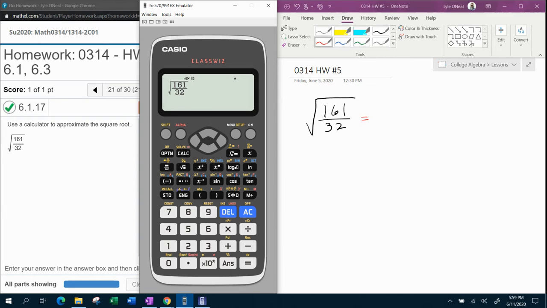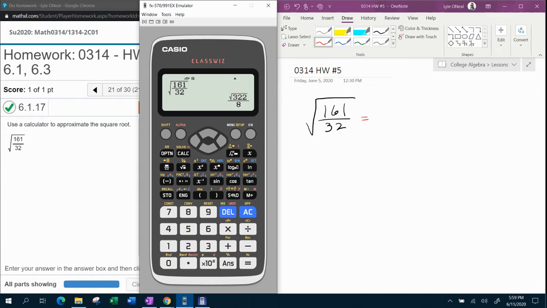So the square root of 161 over 32, if I hit the equal sign, notice it doesn't go straight to a decimal. What it does is it gives me the simplified radical expression. So if the instructions said rationalize the denominator, this calculator actually does that for you, okay? But we need a decimal.